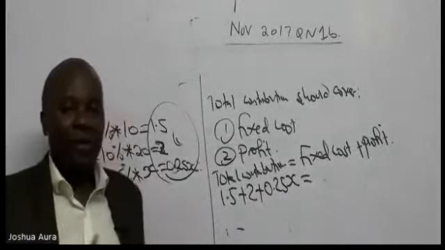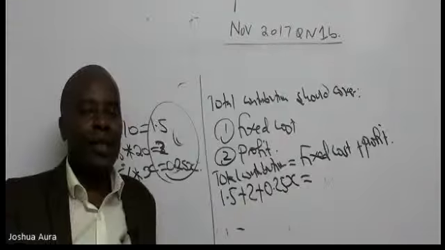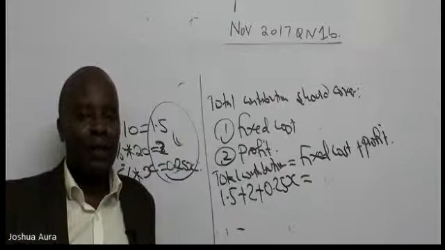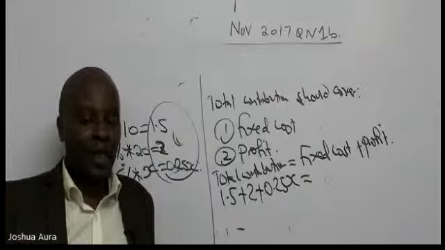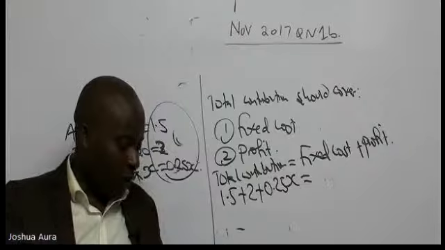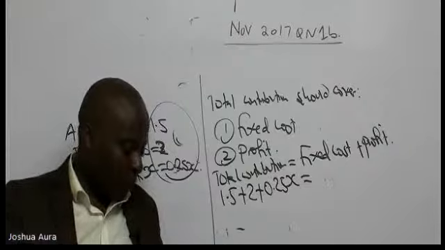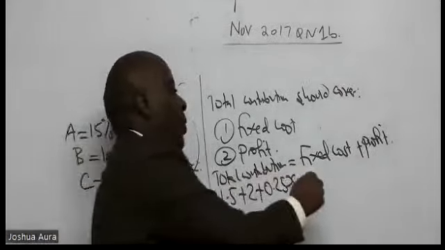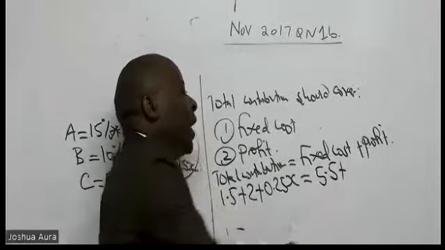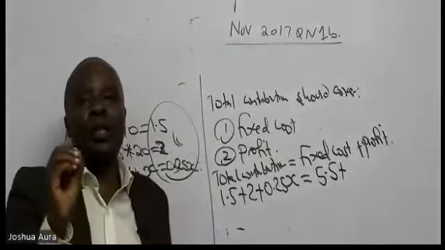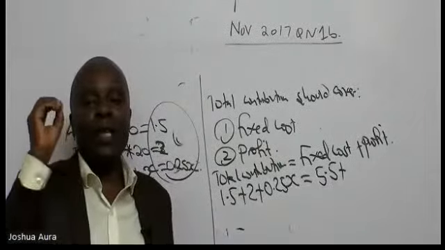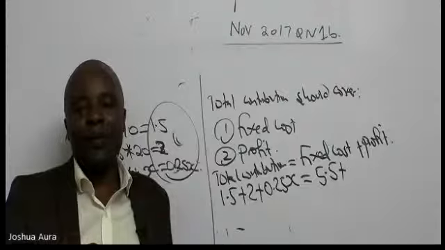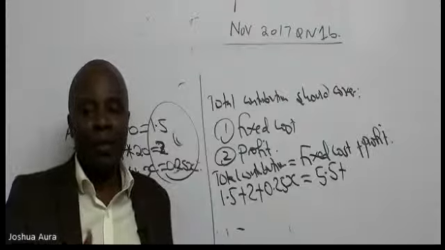Has this examiner given me the fixed cost of the firm? Yes, they've told me in note number 2, fixed cost is 5.5. How about profit? Is there any profit that these guys are targeting to get? Yeah, it's 1 million, isn't it? All my figures are in millions.